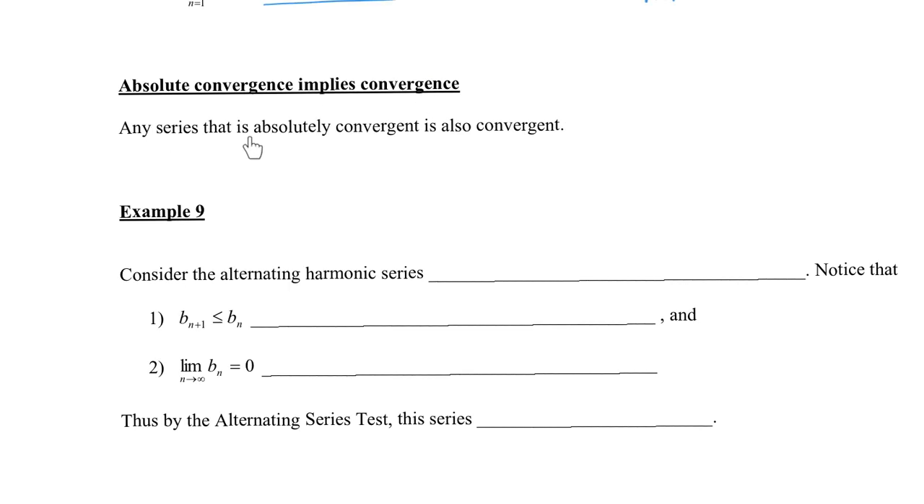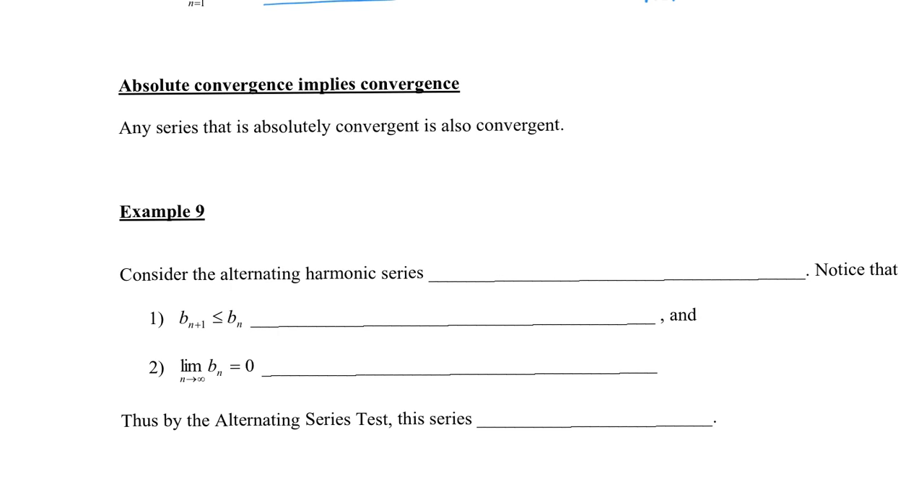It turns out that absolute convergence implies convergence. So any series that is absolutely convergent is also convergent. Now this should make sense because think about it. If I take a series and put it all in absolute values, so it's all positive numbers, and it still adds up to a number, it doesn't go to infinity, then if I made some of the terms negative, it seems like that would also converge, right?